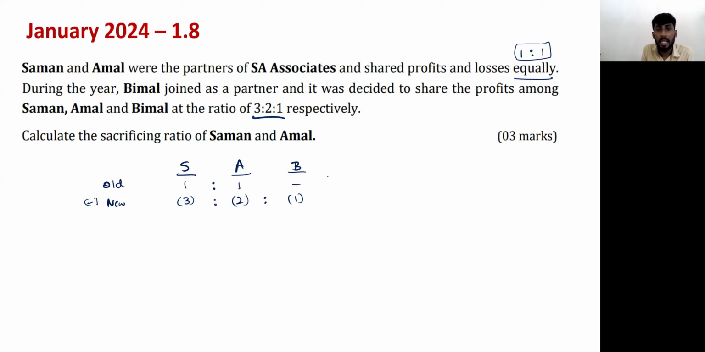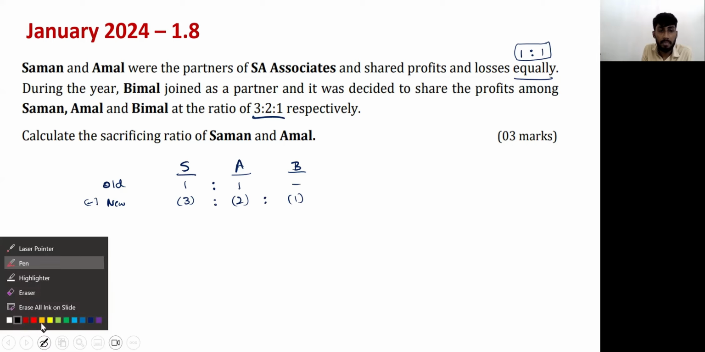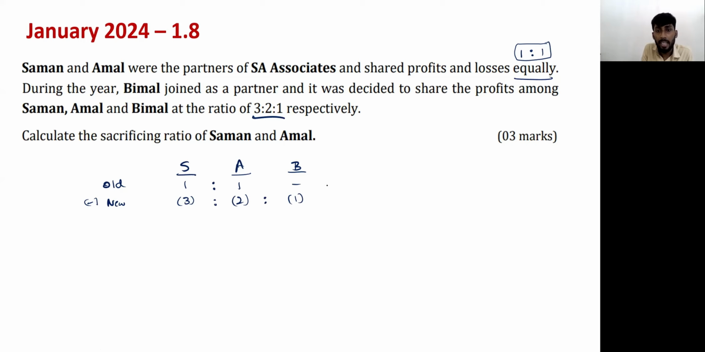Now, can we do this sum? Why not? The first total is 2, the second total is 5. That means the denominator is not the same. We need to get a common denominator. How to get the common denominator? We need to do the cross multiplication. How to do the cross multiplication?